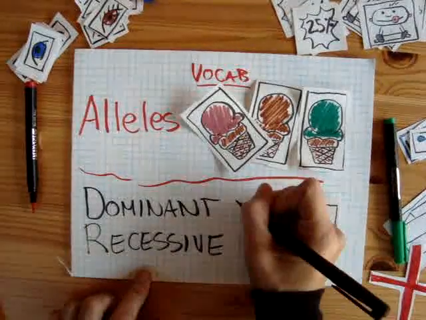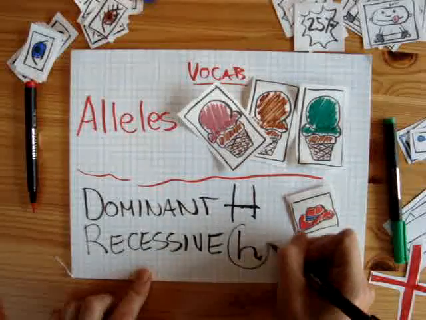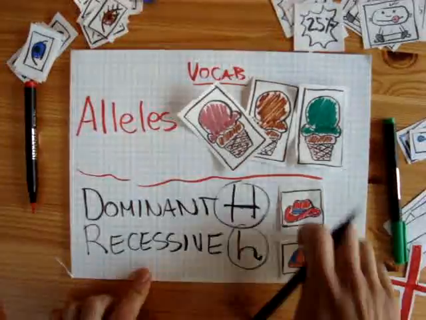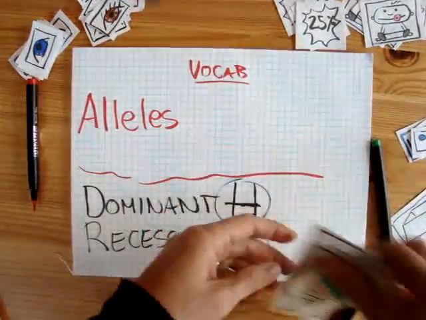And so we're going to write big H for dominant hat, little h for recessive hat. And remember that all these letters are arbitrary. You can make up any letters you want for any genes, though the dominant allele will always be capitalized, a big letter, and any recessive allele will be lowercase, a little letter.